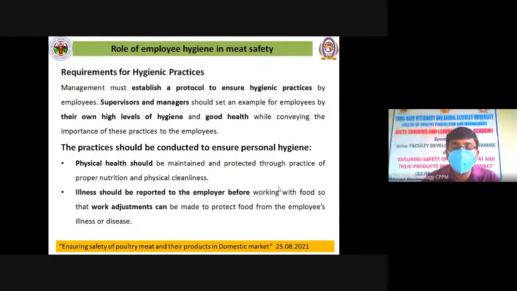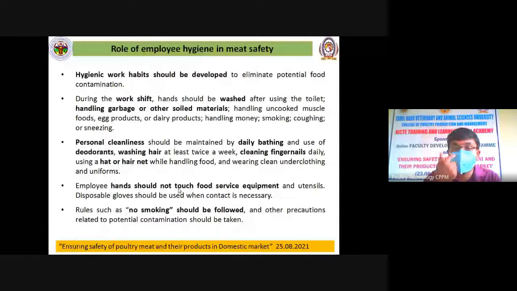Public health should be maintained and protected through the practice of proper nutrition and physical cleaning. Illness should be reported to the employer before working with food, so that work adjustments can be made to protect the food from the employee's illness or diseases. If any person is affected, they should be assigned some other work apart from handling the food items, so that the work adjustments can be made. Hygienic work habits should be developed to eliminate food contamination. During work, hands should be washed after using the toilets, after handling garbage and other soiled materials, handling of uncooked food, and handling money or smoking, coughing, or sneezing. Whenever these activities are done, you should wash your hands thoroughly and then go on with your work.